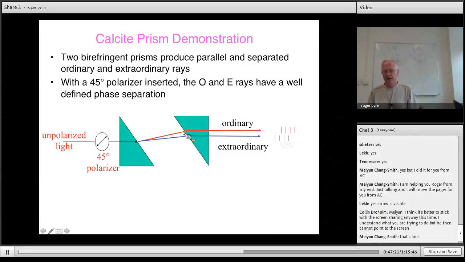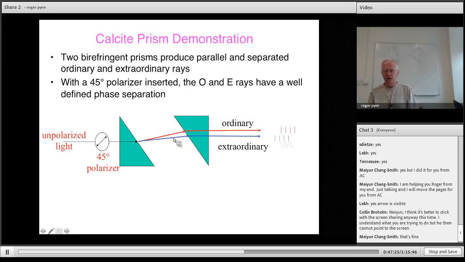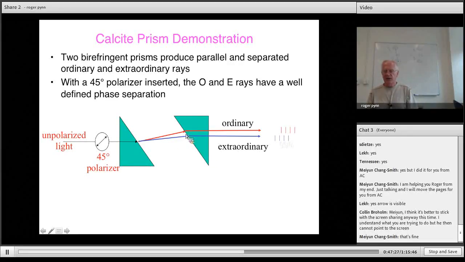And then if I stick another calcite crystal in here, I'm just going to do exactly the same as I did over here, but backwards. What's going to happen is that the ordinary ray and the extraordinary ray are going to come out parallel to each other, but now they're going to be separated in space. So actually we have a little demonstration.